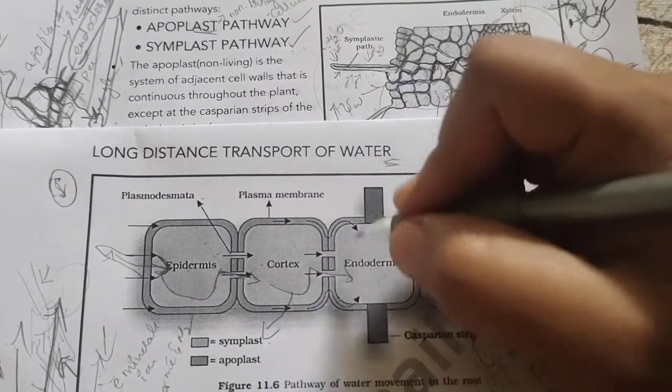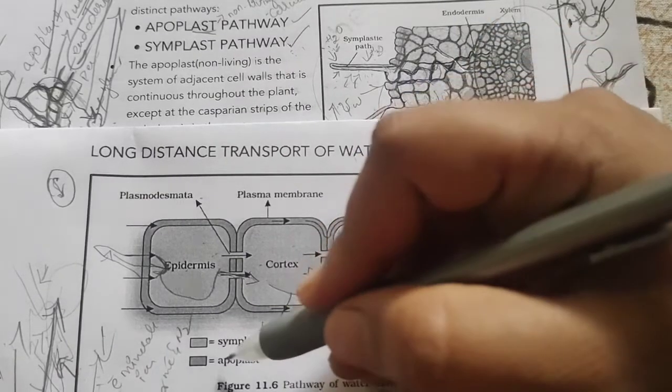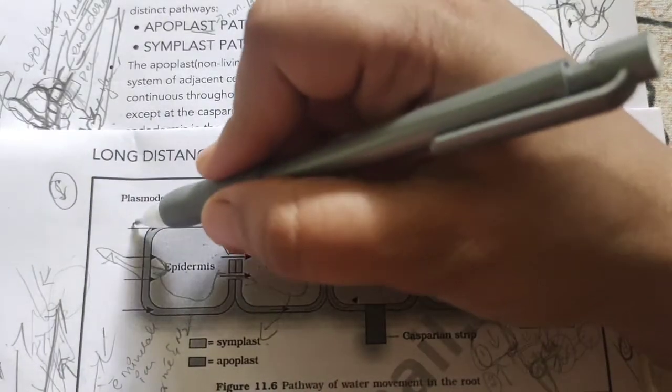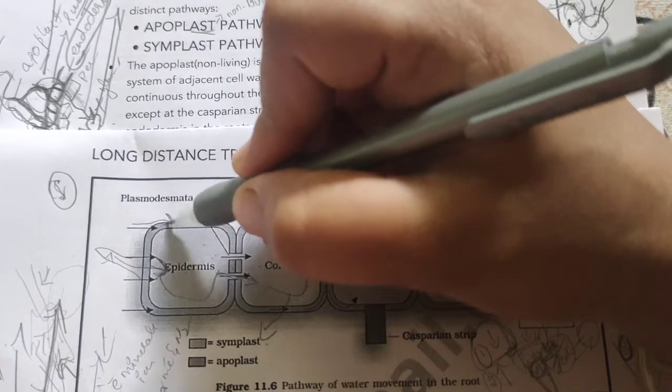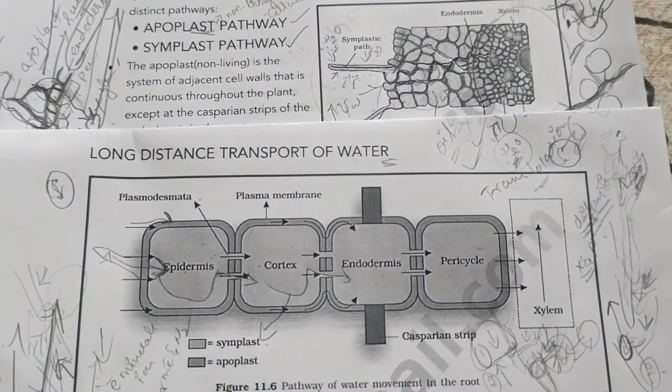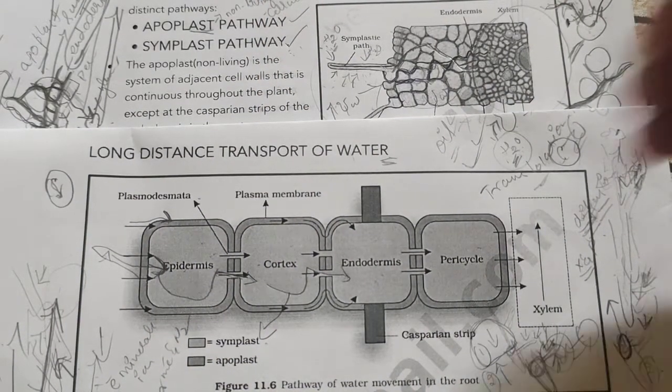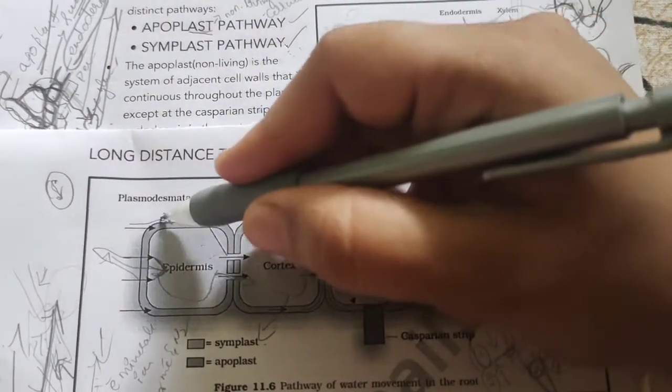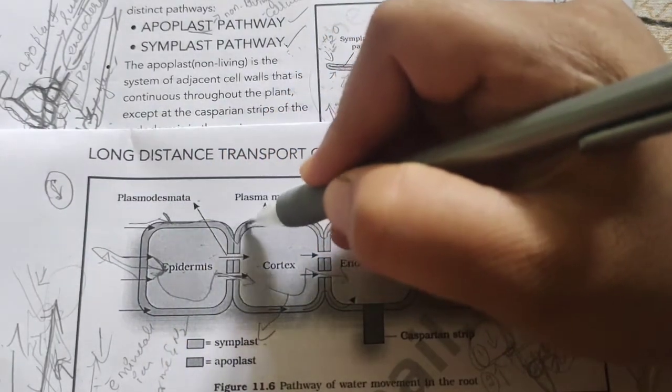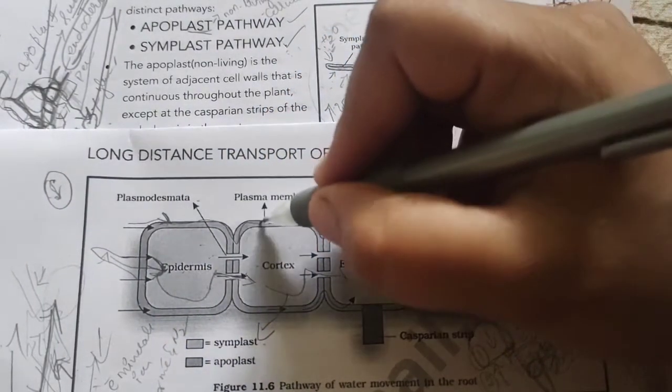So till the endodermis we shall discuss now. And then if the absorbed water reaches the cell wall spaces, the intercellular spaces, and the water molecules move along the cell wall, now it reaches again the plasma membrane.